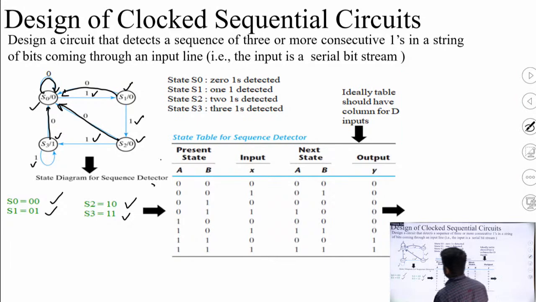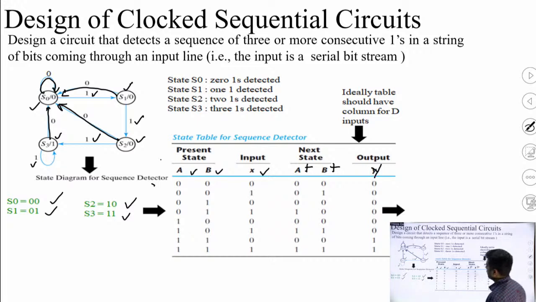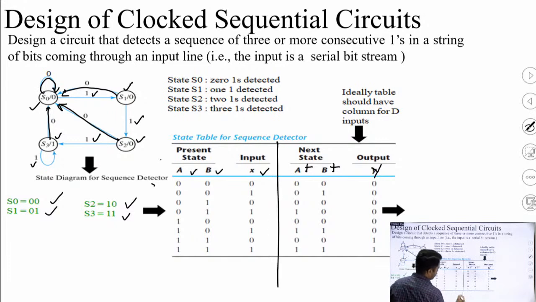So, let us prepare the state table now. Present state A, B, input X, next state A+, B+ and output Y. In the first columns you can see 000, 001, and so on till 111, so all possible cases are mentioned at the input side.